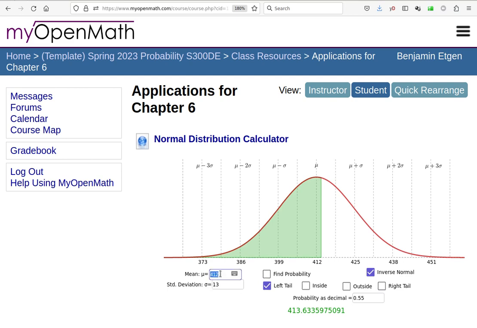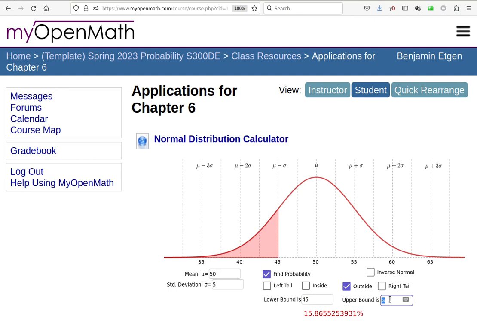You simply click in the mean box. You can put in any value there. So let's change those just to show that we can. Let's find a probability that we are outside of a lower bound of 45 and an upper bound of 60. So there's the probability that we are below 45, above 60, with a mean of 50 and a standard deviation of 5. All of these allow us to change those values so that we can put in pretty much anything we like and compute those probabilities.